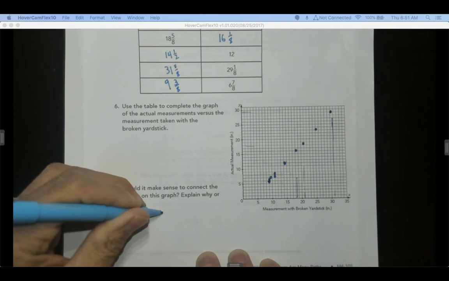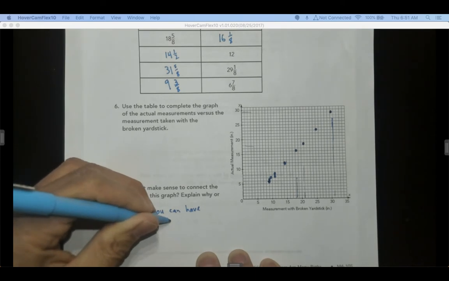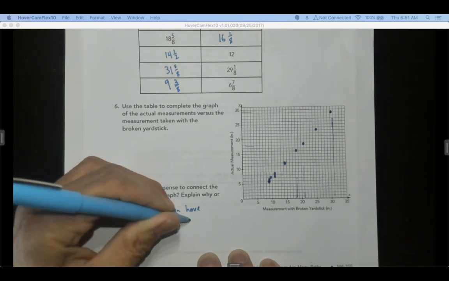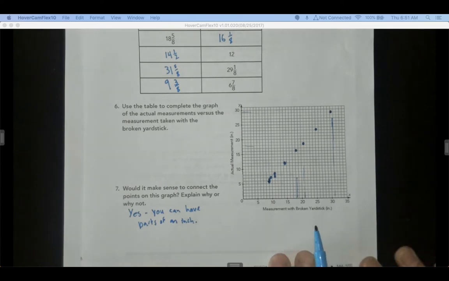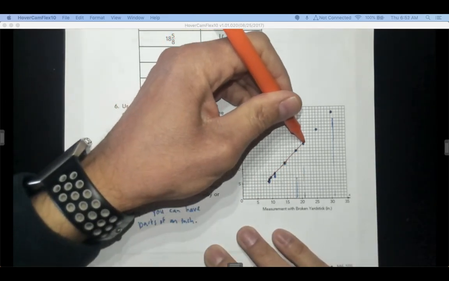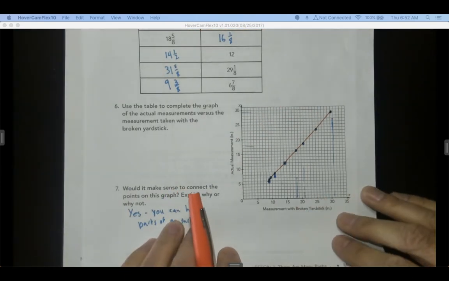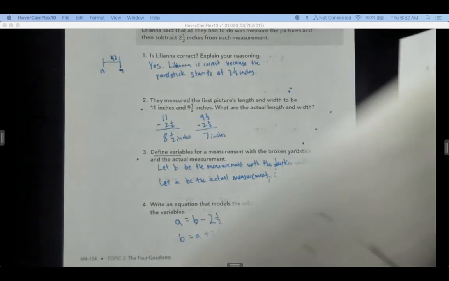Would it make sense to connect the points in the graph? Yes. You can have parts of an inch. So there's parts of an inch here on the x, there's parts of an inch here on the y, and so since you said yes to both, you can have fractional parts of both. You can connect the points, and they form a nice line there too. All right, so trying to graph those values, which is tricky to do.